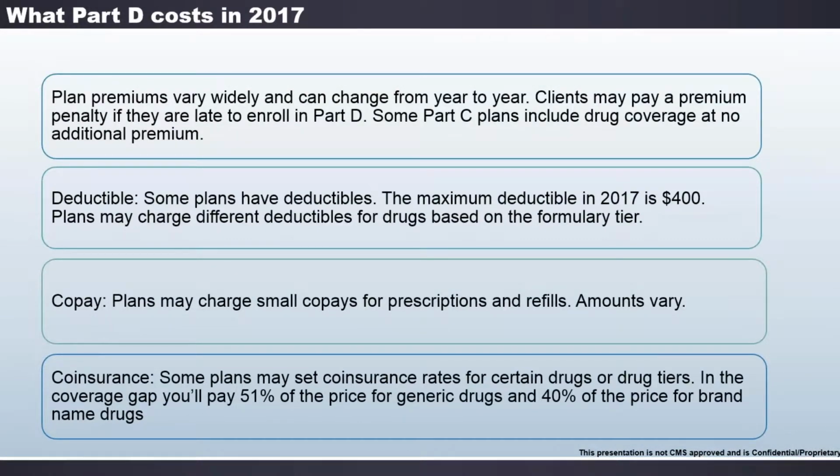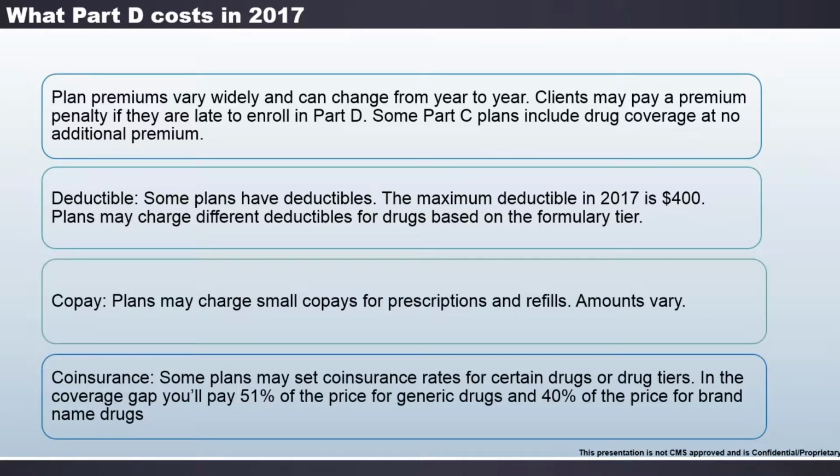And what are the parts of the cost? Well, you have 4 different stages: your deductible, your initial coverage, your coverage gap, the donut hole, and your catastrophic coverage. So you have your plan premiums. They vary widely and can change from year to year. Clients can pay a penalty if they're late enrolling in Part D. There's a penalty, yes, if they do enroll late. But some Part C plans also include drug coverage at no additional premium, so we'll discuss that a little bit. There's deductibles included.